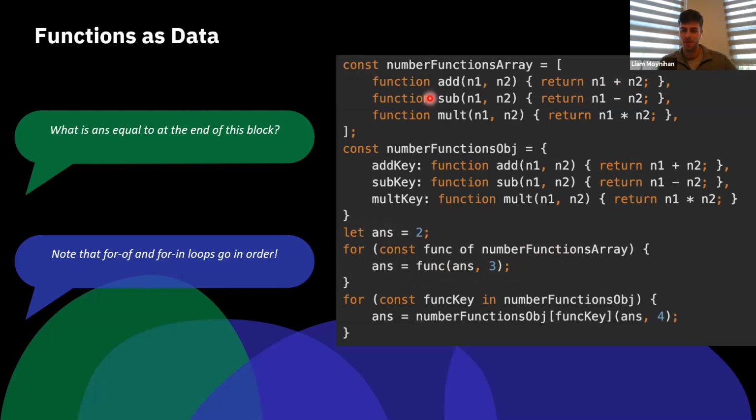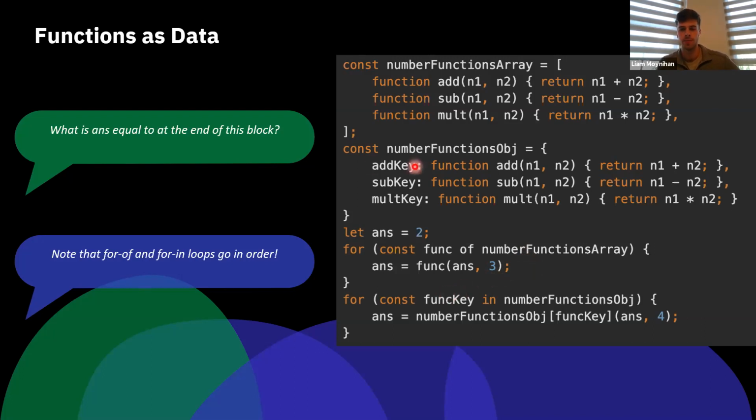Now, something to keep in mind, because we have an addition and a subtraction, they kind of cancel out. So answer is going to be 2 plus 3 is 5. Then we're going to subtract 3, so we're back to 2. And then we're just going to multiply by 3, and we'll have 6.